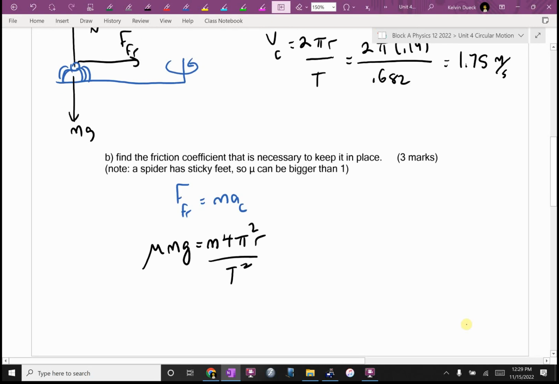Did I need to give you the mass of the spider? Technically, no. So a big tarantula could also make it around this corner as well, assuming it had the same level of stickiness on its feet.